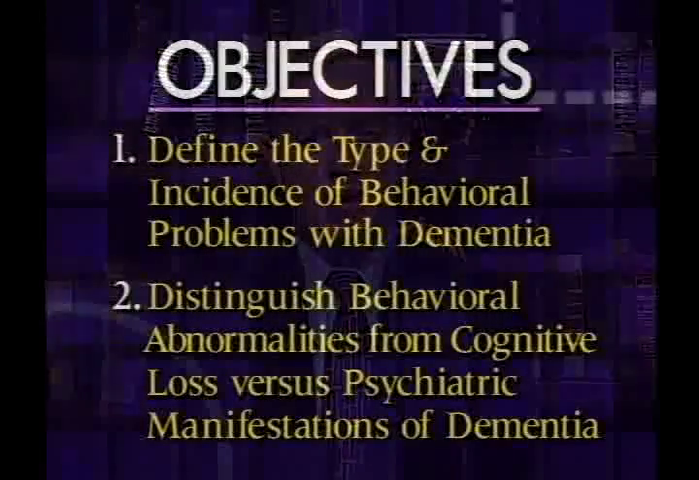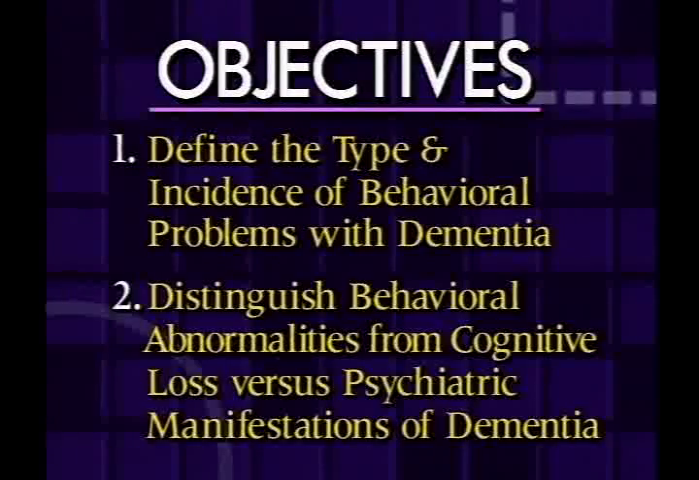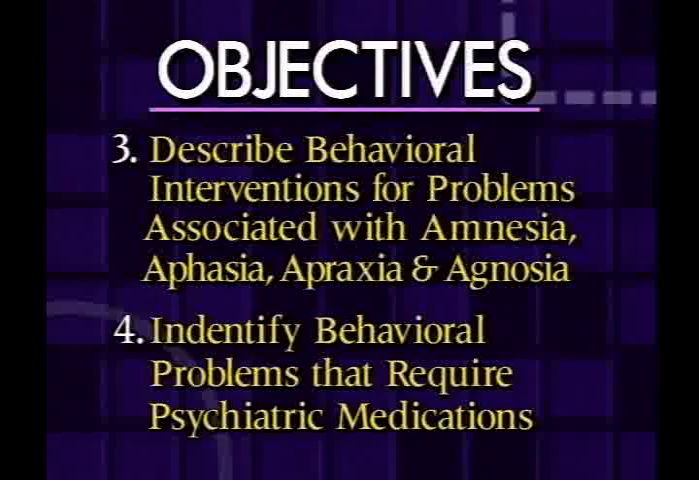Today we're going to be talking about behavioral problems associated with dementia. There are four main objectives to this talk. Number one, define the type and incidence of behavioral problems with the dementia patient. Number two, distinguish behavioral abnormalities from cognitive loss versus psychiatric manifestations of dementia. Number three, describe behavioral interventions for problems associated with amnesia, aphasia, apraxia, and agnosia. And number four, identify behavioral problems that can be medicated.